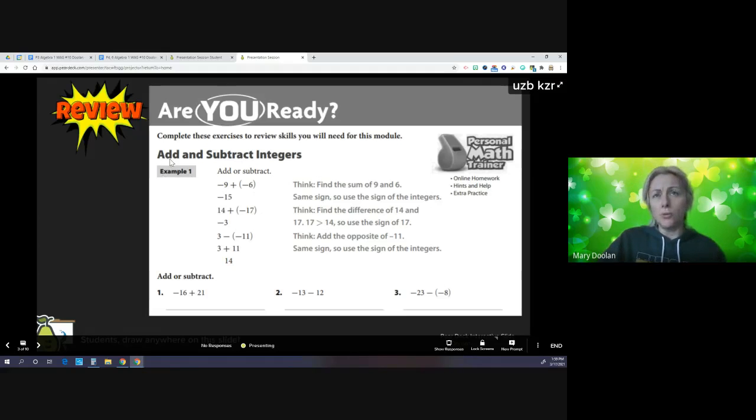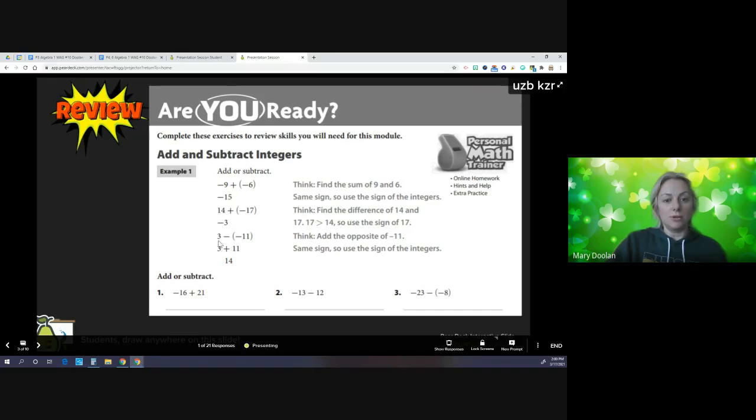When you add and subtract integers, like -9 plus -6, you find the sum of 9 and 6, which is 15, and because they're both negative, we use that same sign. So it's -15. Next example, 14 plus -17. These are different signs, so you want to find the difference. The difference between 14 and 17 is 3. To determine whether it should be +3 or -3, you look at which has the greater absolute value. 17 is greater, so we keep 3 as a negative.